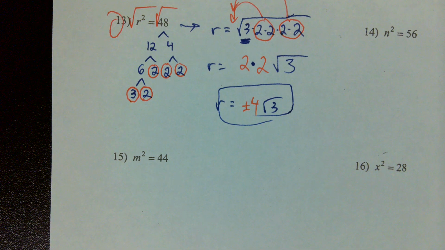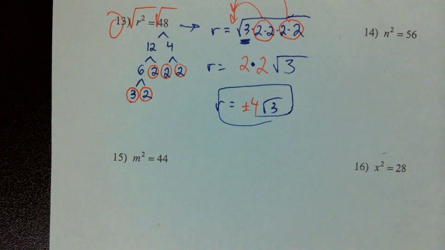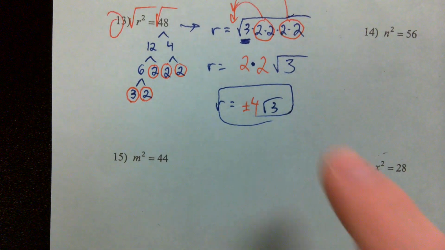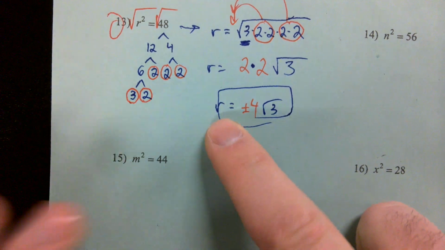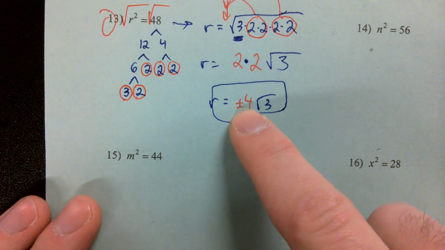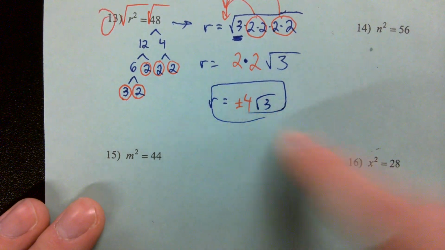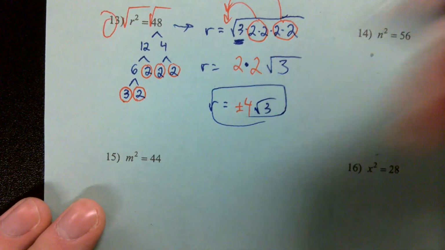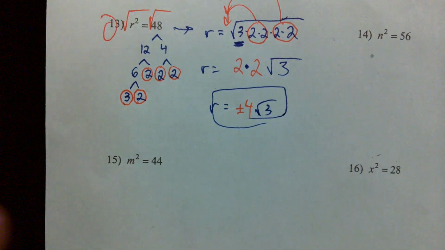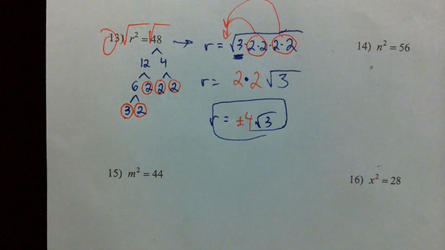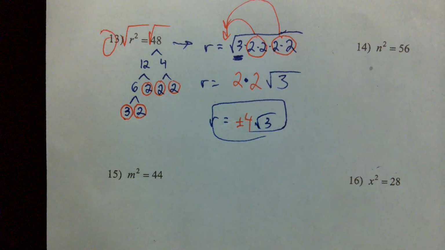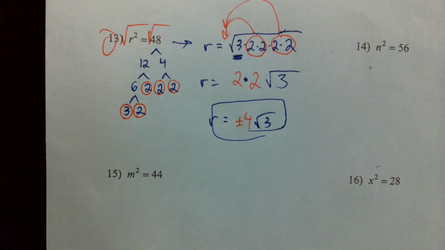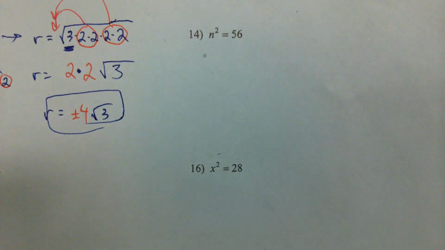That was number 13. R equals, we have to include the variable here, r equals plus or minus 4 root 3. We feeling okay so far with this process? I see some heads nodding, thumbs up. That's great. Last but not least, this one's a little bit trickier, all the way at the bottom, number 18.